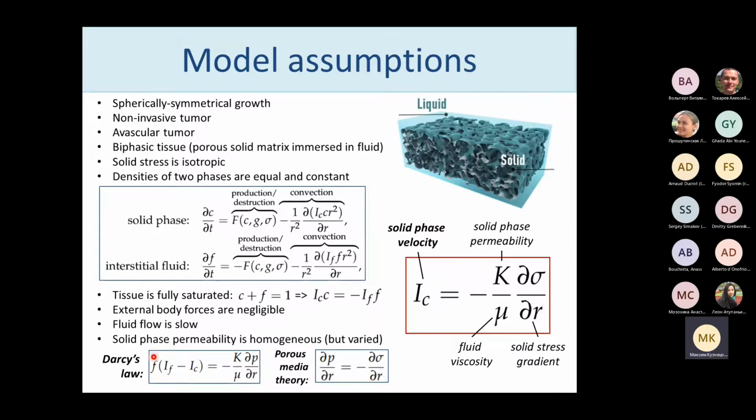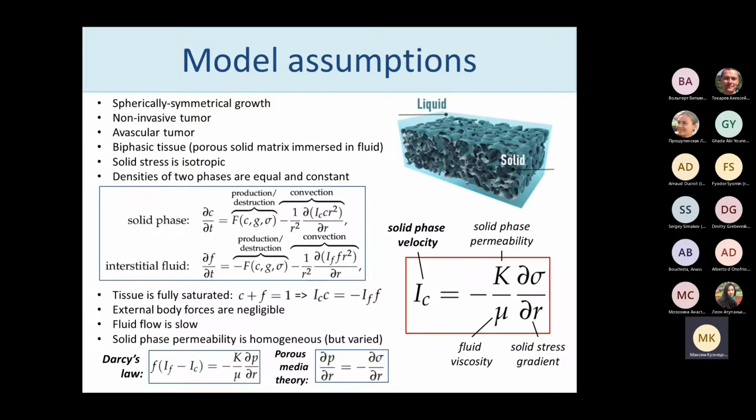Darcy's law can be used to obtain the rate of volumetric flow of interstitial fluid the following way, where K is the solid phase permeability and mu is the fluid viscosity. P is the fluid pressure. From the porous media theory, in our case, it follows that the gradients of fluid pressure and solid stress can be linked the following simple way. Therefore, this equation for solid phase velocity can be deduced.